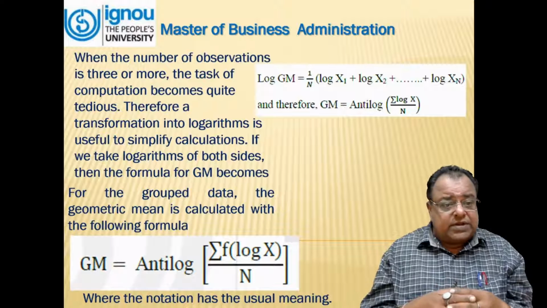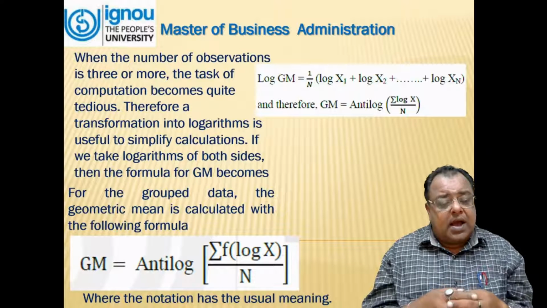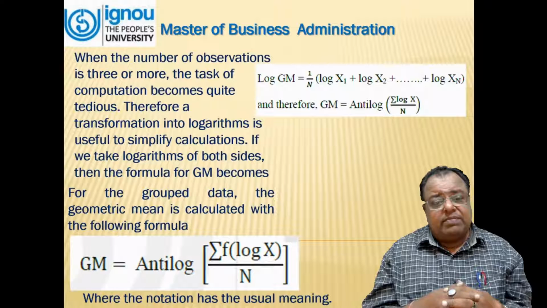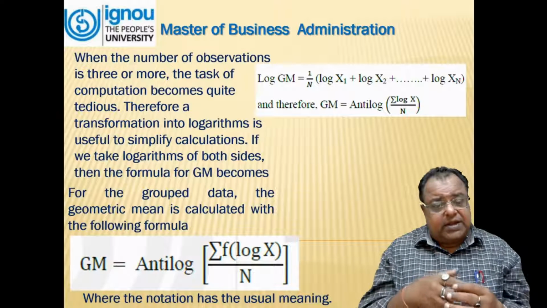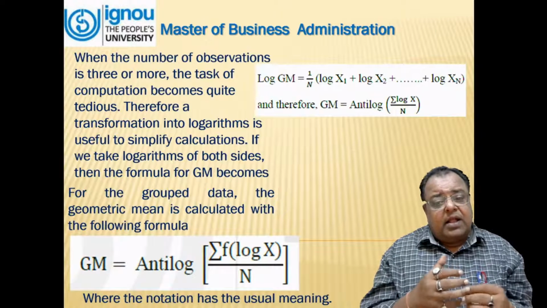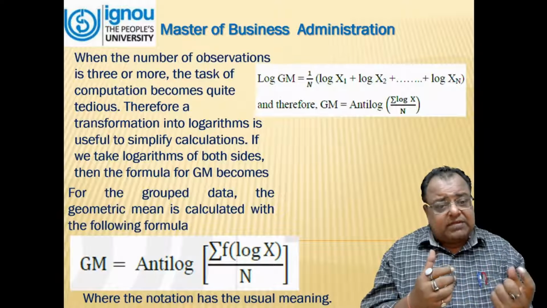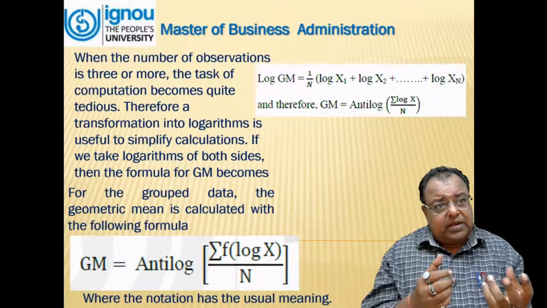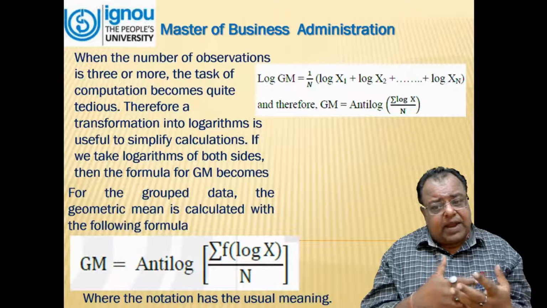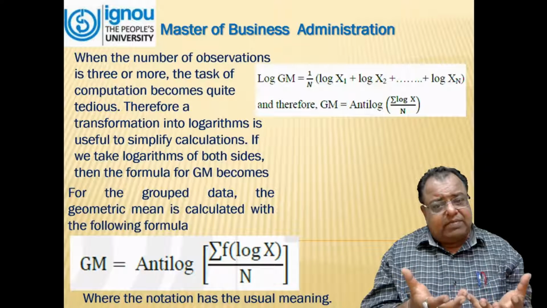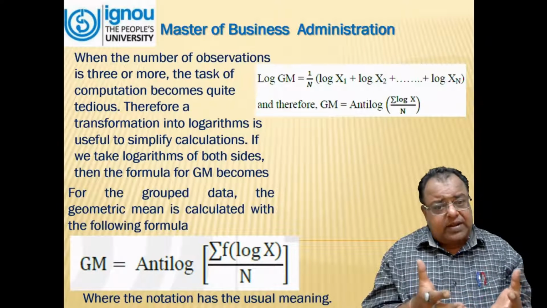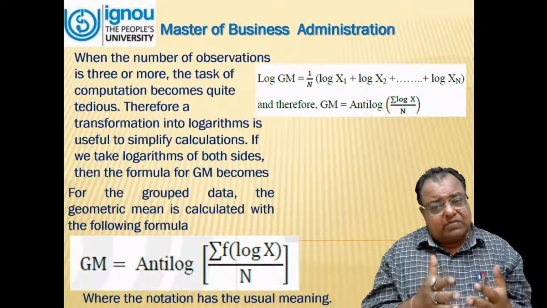When the observations are more than 3, in that case we can use and apply the logarithmic relationship. The geometric mean is equal to antilog of 1 by n into log x1 plus log x2, and so on.